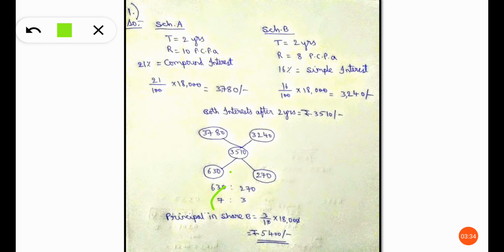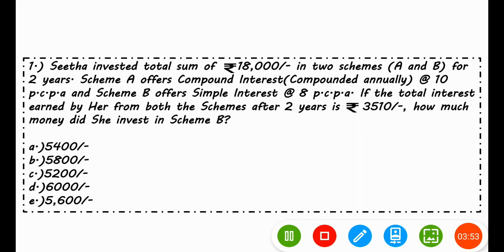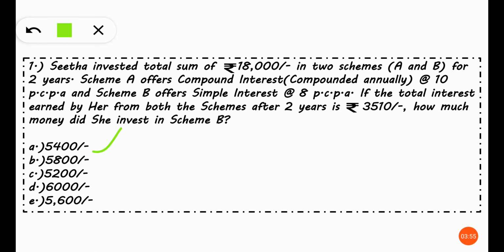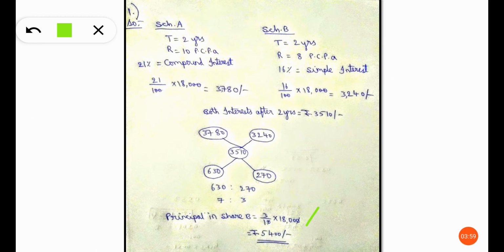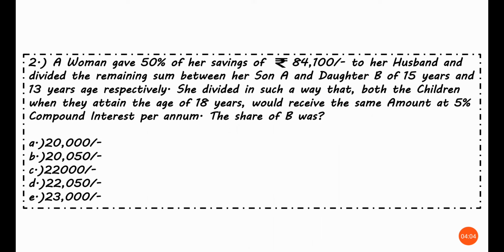7 parts of principal has been invested in scheme A, 3 parts of the investment has been invested in scheme B. So we are asked to identify the scheme B principal. That's why 3 by 7 plus 3, 3 by 10 into 18,000. That gives 5,400. 5,400, option A is the right answer. I hope you understood the first question. Let's move on to the second one.